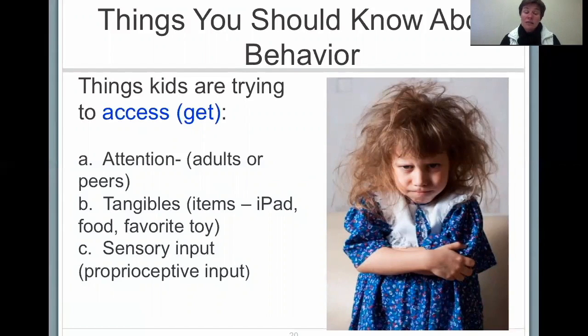We refer to these things or items as tangibles. Tangibles can range from an iPad to food to a favorite toy. And lastly, students may try to access sensory input. Examples of sensory input include wrapping a soft, fuzzy blanket around ourselves or chewing gum.